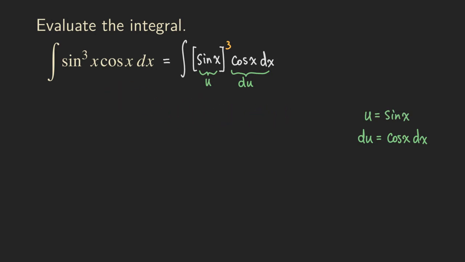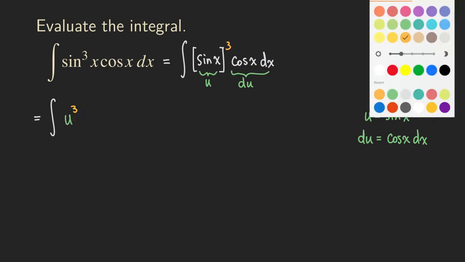So we are going to get the integral. Now this sine x is becoming the u, so we put the u right here. And don't forget the power that you have on the outside. There was this cube, so I'm going to put the cube on this u. And then what about the other stuff? The other stuff is the cosine x dx, and that turns into the du based on this substitution. So we are just going to write down the du.